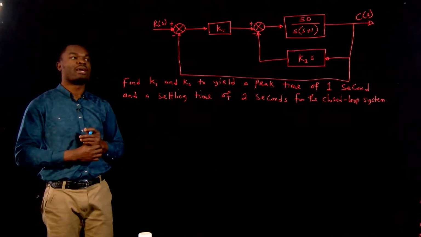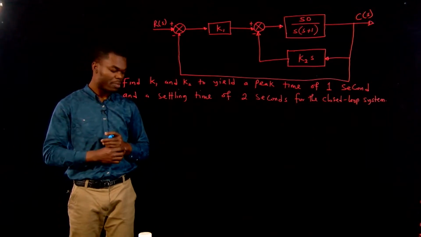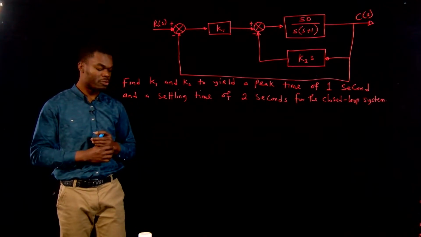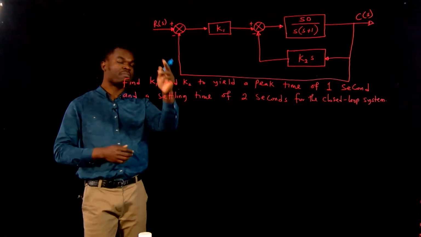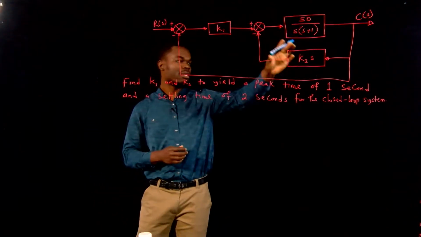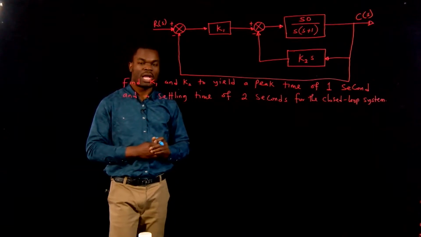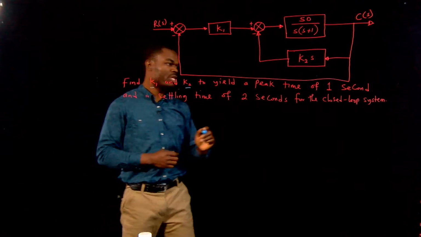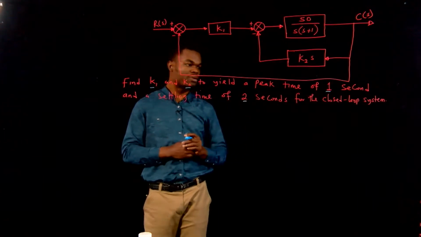Good morning. Today we'll be solving question 2d from the exam preparation sheet 4 in the control system module EG243. This is a typical question where we have a block diagram. It's a closed loop system with an inner loop within the outer loop. And the question is asking us to find K1 and K2 to yield a peak time of 1 second and a settling time of 2 seconds.